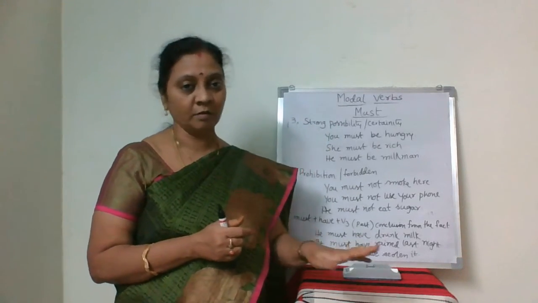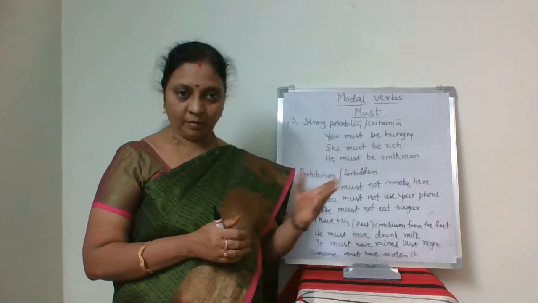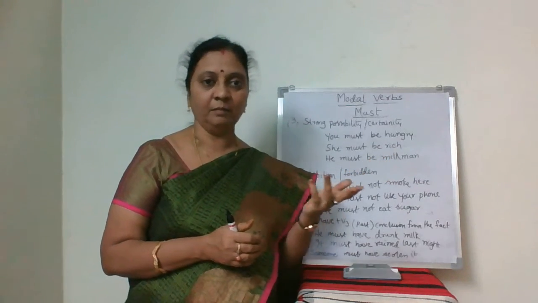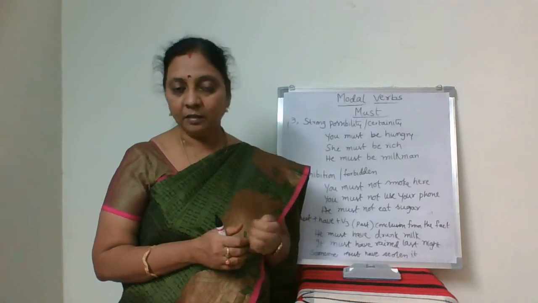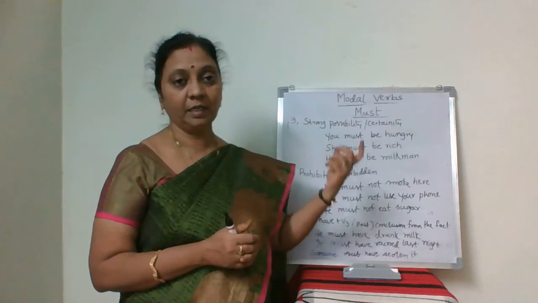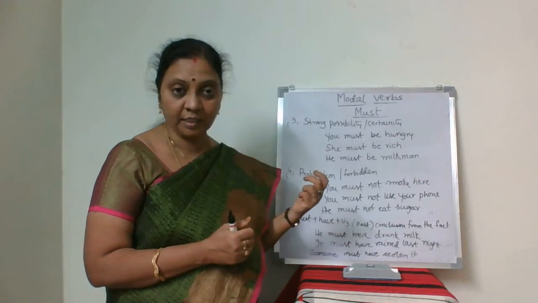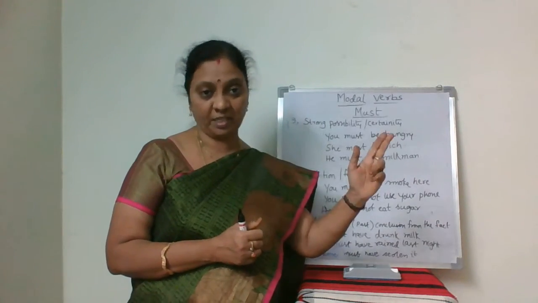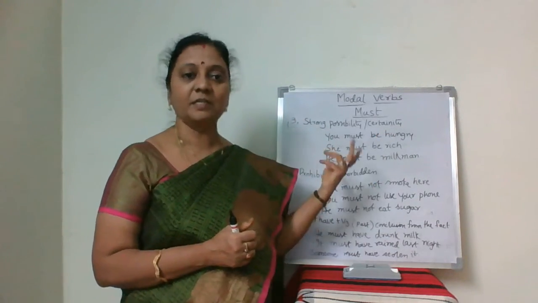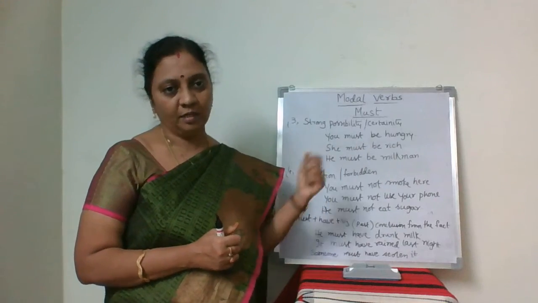Possibility is commonly expressed with may: he may be the milkman or she may be the servant maid. But here you are sure of it, a strong possibility or certainty is there, then you say he must be or she must be. In such situations, you can use must.